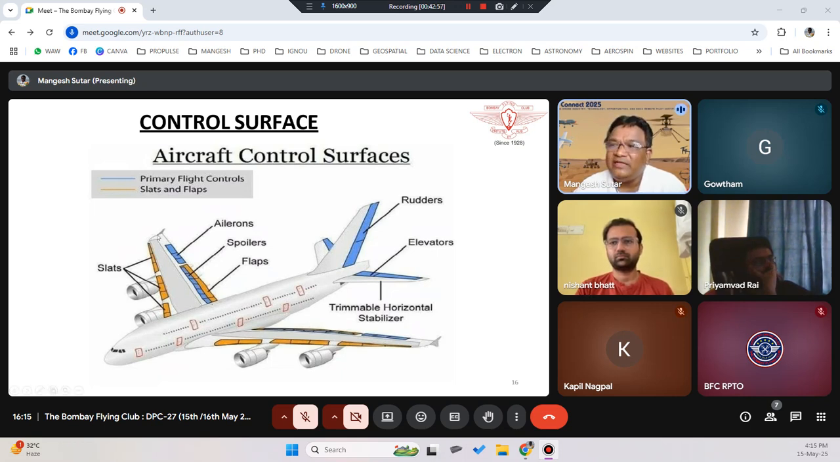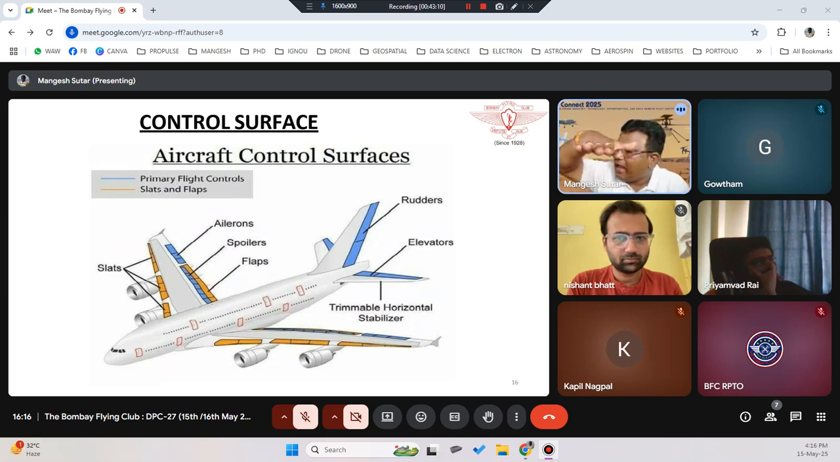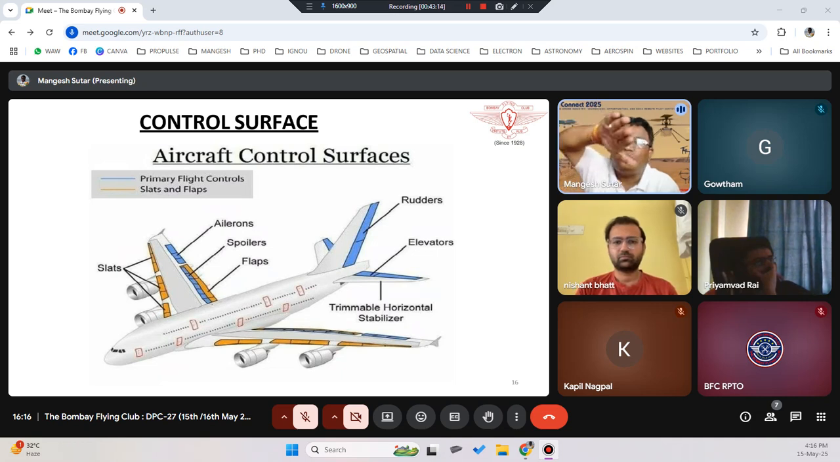So on the wings, on the outer side, there is something called ailerons. Ailerons will actually make your aeroplane roll. Roll means the aeroplane is moving, and as you give the control, your aeroplane will roll. This is called roll motion.